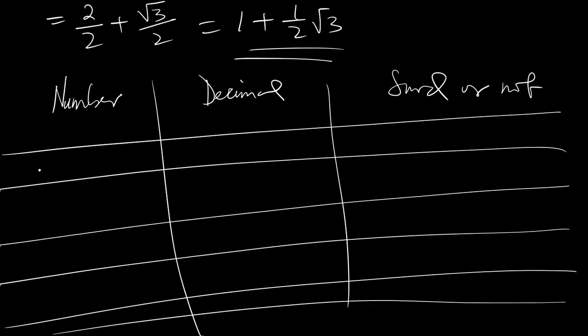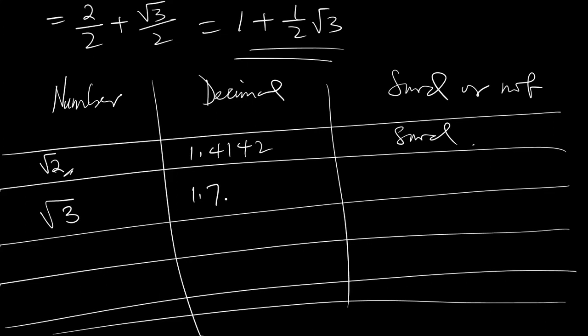Now, if you have a number, let's say root 2, the decimal of it is 1.4142. It's a surd, because this is a square root, and the value in this root does not have a perfect square in it. So it's an irrational number. That is why it's a surd. Now let's say you have square root of 3.